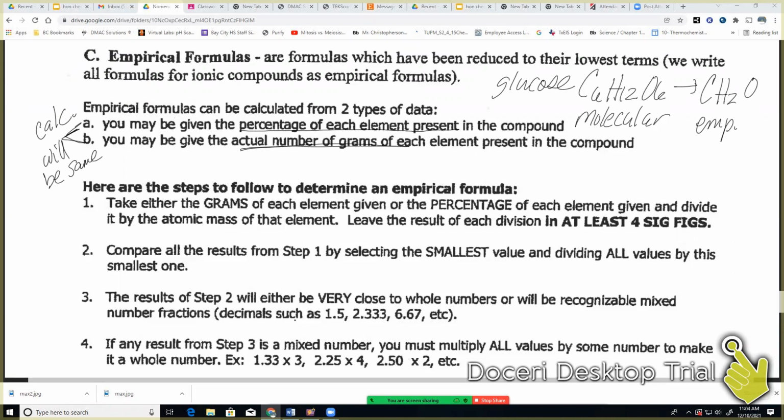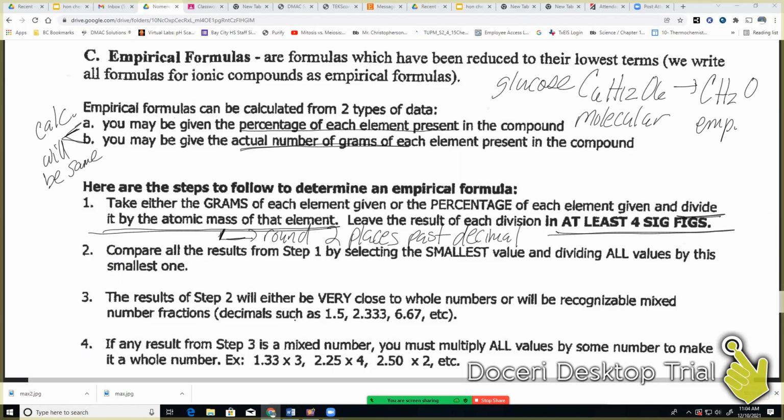All right, so the first step is you're going to take the grams of each or the percentage of each element and divide it by the atomic mass of that element. And at this point, you want to leave your results in at least about 4 sig figs, even though that may not be what you end up with. So when we take our atomic mass off the periodic table, just like we've done before, you're going to round 2 places past the decimal.